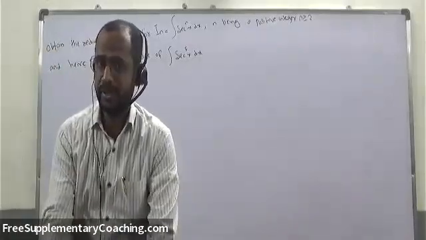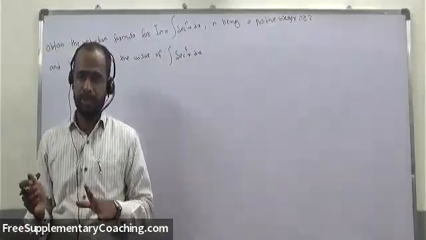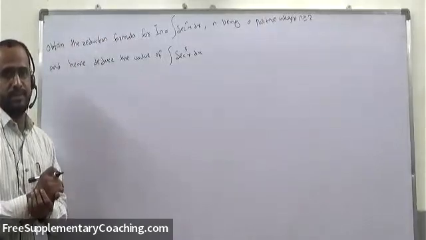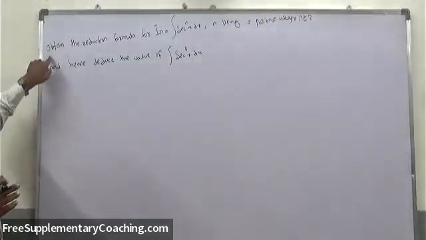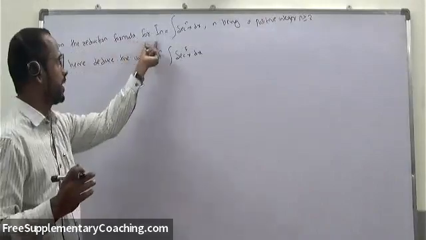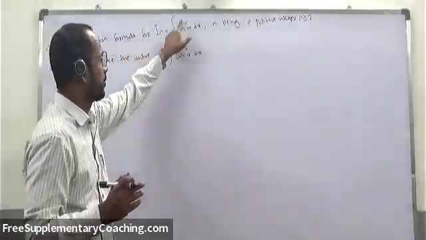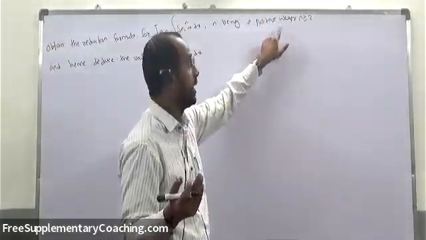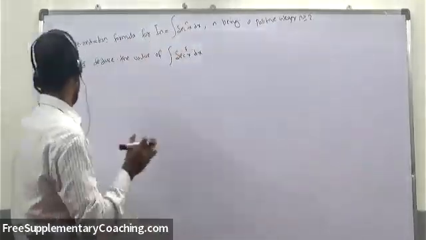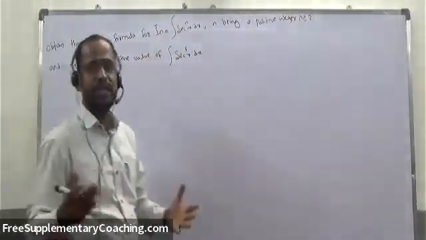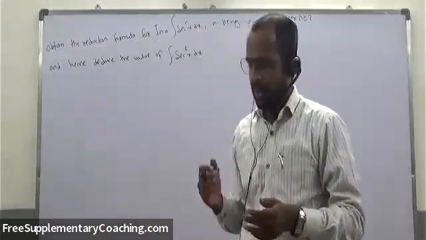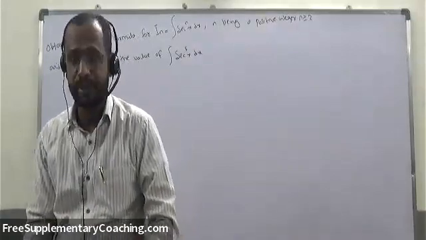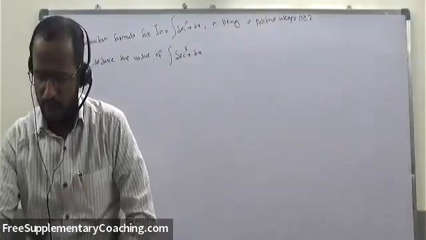Very, very important: secant, cosecant, tan, cot, sine, cos. Already we have done some. Now let's see what to do and how to find this. First, obtain the reduction formula for In equals integration of secant power n x dx, where n is a positive integer greater than or equal to 2, and hence deduce the value of integration of secant power 5x dx. This is our problem. Integration of secant power 5x dx we need to find.